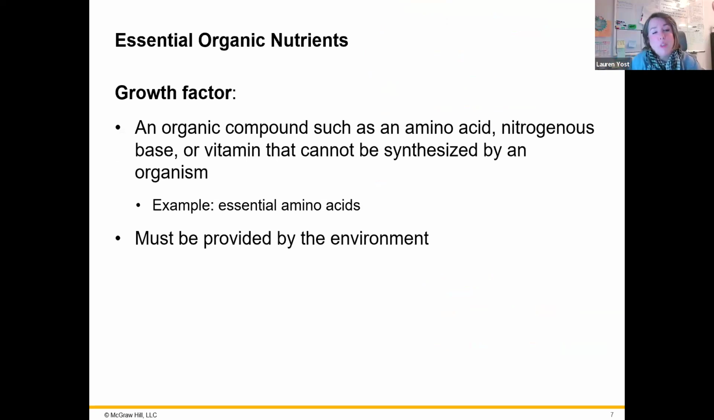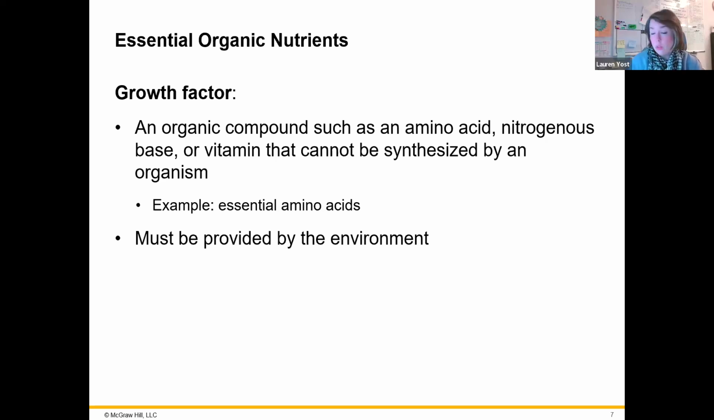All right, growth factors. Coming back to this again, we learned about this previously in chapter 3 when learning about different types of media, that a growth factor is a compound that needs to be provided to the organism that the organism cannot make for itself. And so it has to be provided by their environment. In this case, we're talking about their media, right? And so that was what we learned about in chapter 3.